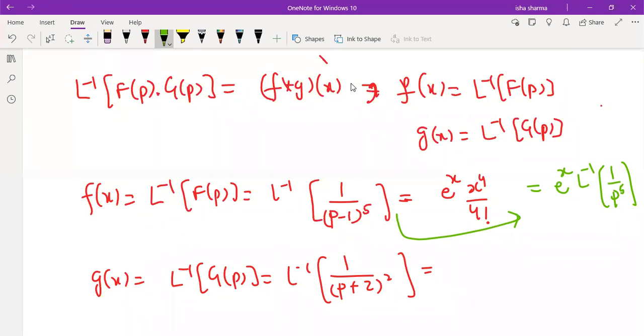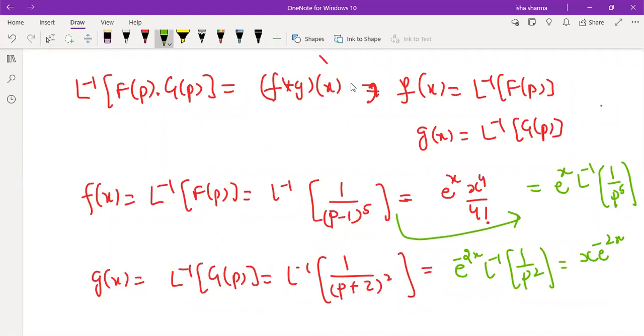So this is small f(x), and similarly you can find small g(x). This is shifted with e raised to power minus 2x because p is changed with p plus 2, and then Laplace inverse of 1 over p square. So Laplace inverse of 1 over p square is x. So you got the two functions, small f and small g.